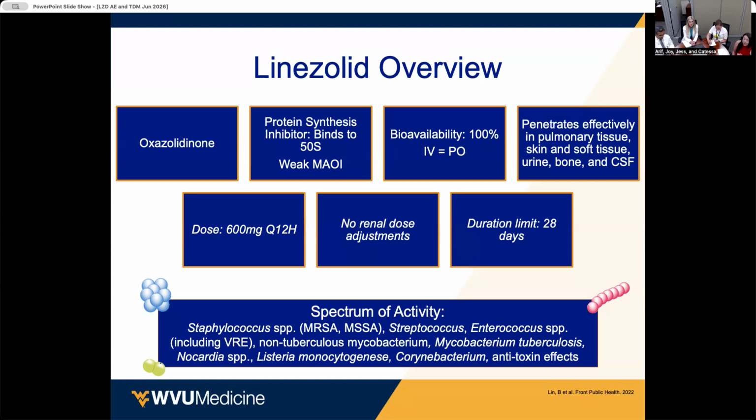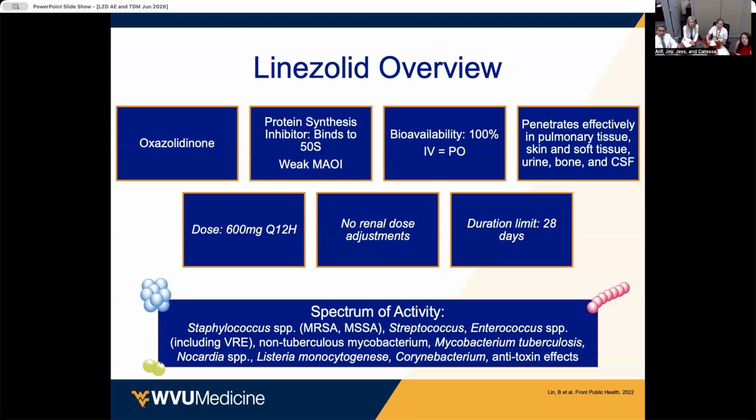It is a weak MAOI, so that's something important to keep in mind as we go through adverse effects. Has excellent bioavailability at 100%. The IV is equal to oral in terms of that and dosing. It has excellent tissue penetration everywhere from pulmonary, skin and soft tissue, urine, bone, and CSF. So it gets to places in the body very well.